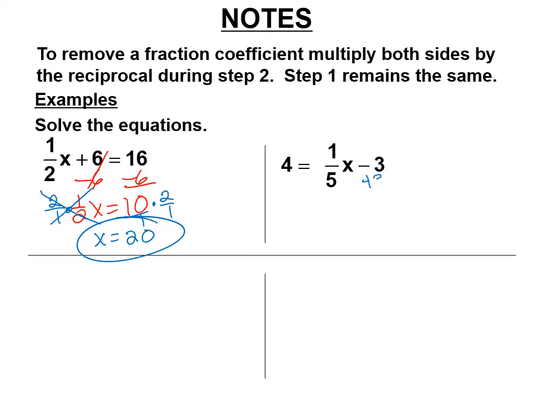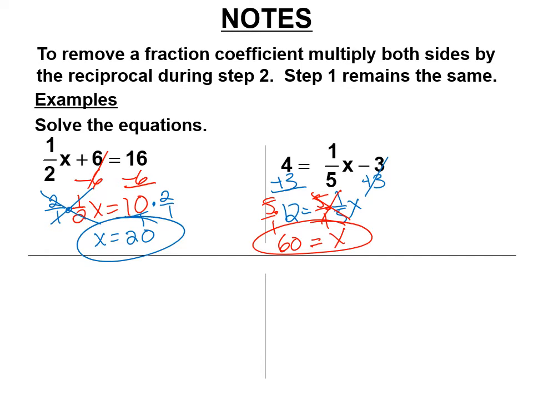We're adding 3 to both sides. 12. Now notice I left a little space here. Why? Because I'm going to have to put the reciprocal in there. So the reciprocal of 1/5 is 5. These cancel out, and 60 equals x.